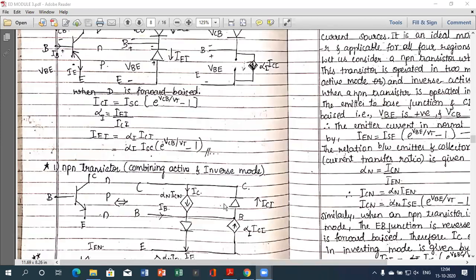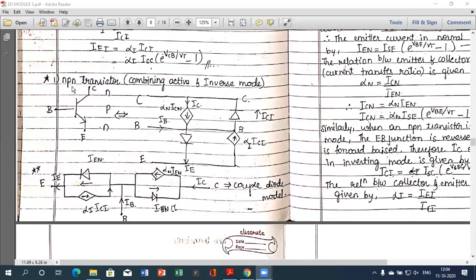Now the main concept is here. Again I have considered the NPN transistor. Now I will combine the active and inverse modes of this NPN transistor, so that we can form one complete transistor. So this is one complete transistor in terms of symbol. Now look at this. These are the components which represent this NPN transistor operating in normal active mode, and these two components represent this NPN transistor in inverse mode.